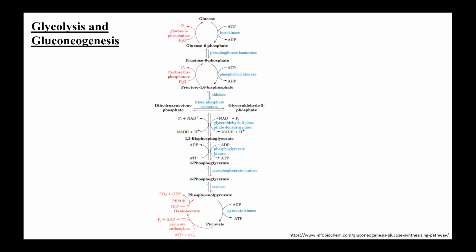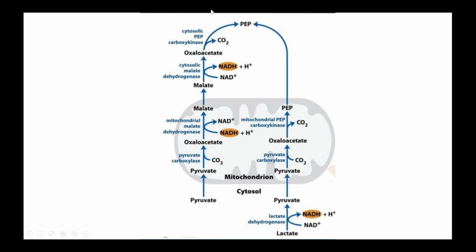And we'll see where this reaction occurs. Pyruvate is a glycolysis product. Glycolysis occurs in the cytosol, so it is present in the cytosol. Now, where do we have oxaloacetate? We have it in the mitochondria, where the TCA cycle is occurring. So pyruvate is transferred into the mitochondria, where pyruvate carboxylase is present. Pyruvate carboxylase converts pyruvate into oxaloacetate.